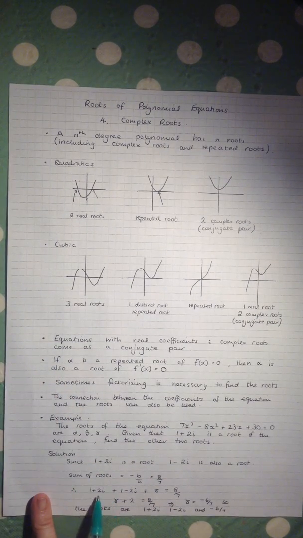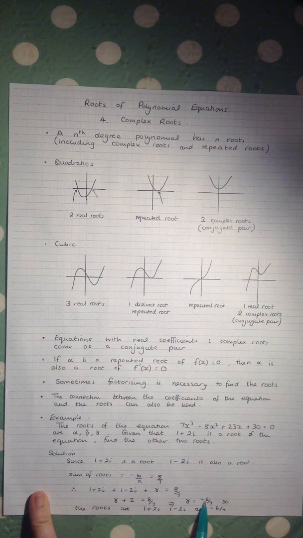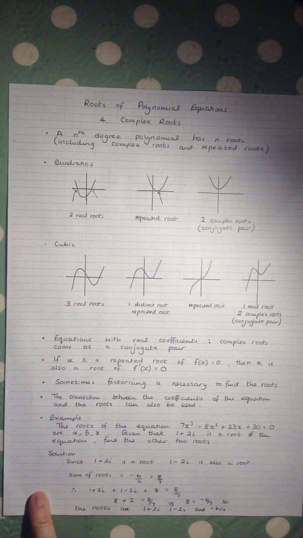The imaginary parts of the complex numbers cancel out, so we get gamma plus 2 is 8 over 7, which means that gamma must be negative 6 over 7. So our third root must be negative 6 over 7. So that's an easy way of finding the 3 roots.